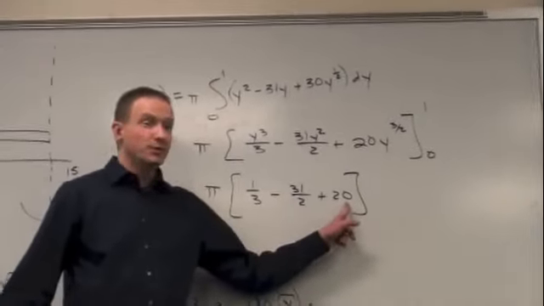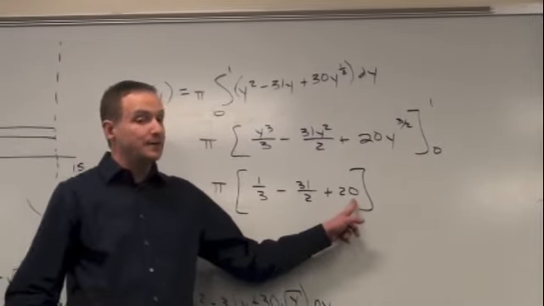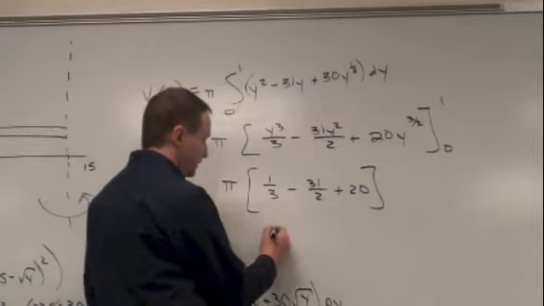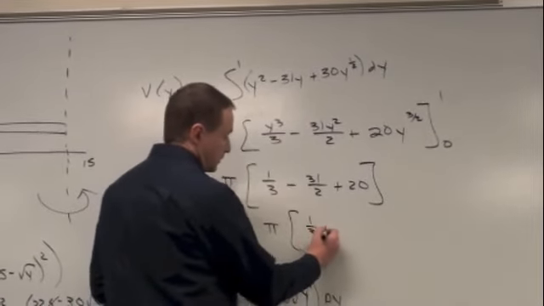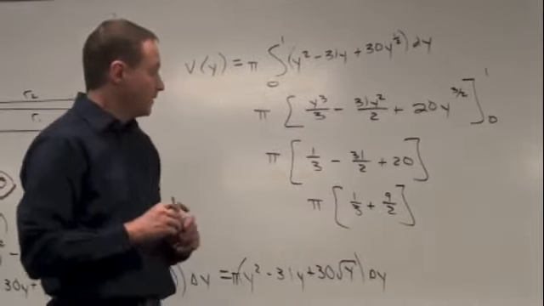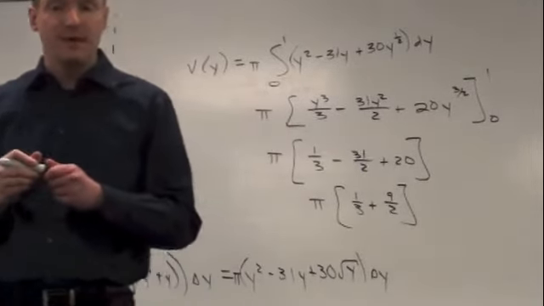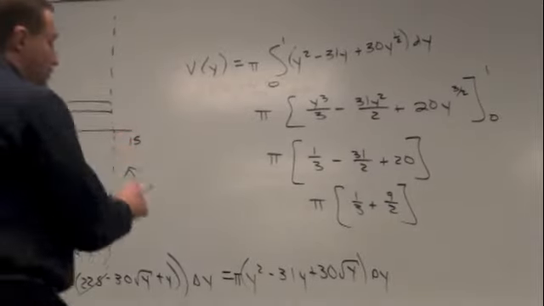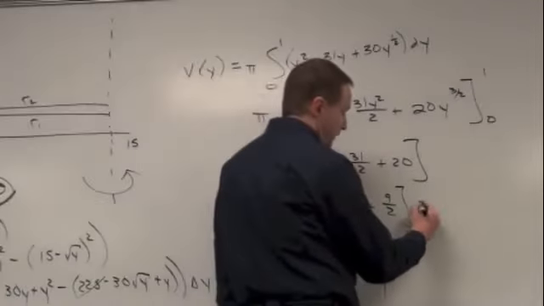Negative 31 over 2 plus 40 over 2. That's going to give me positive 9 over 2. 9 over 2 plus 1/3. That's the same thing as 27 over 6 plus 2 over 6, 29 over 6. 29 pi over 6 should be our answer.